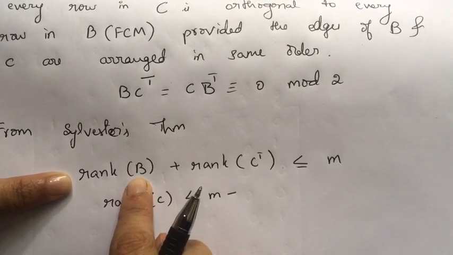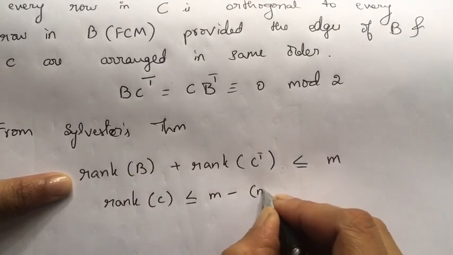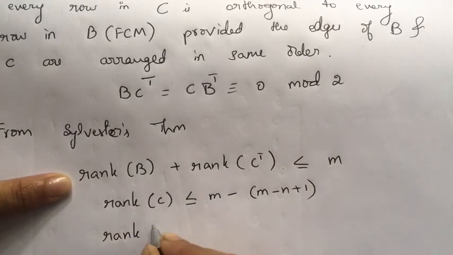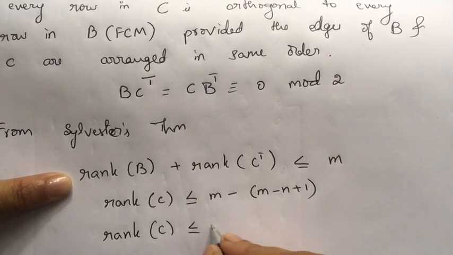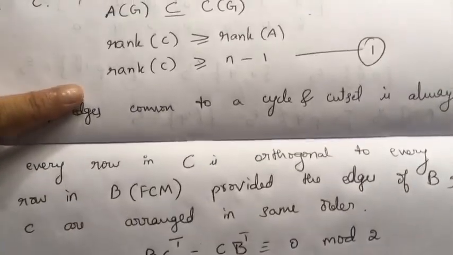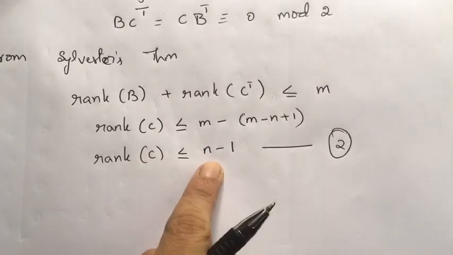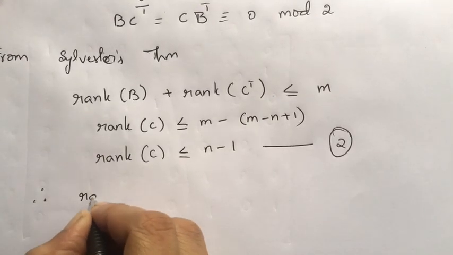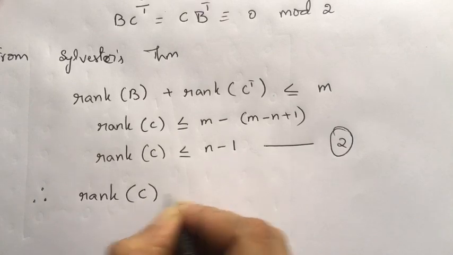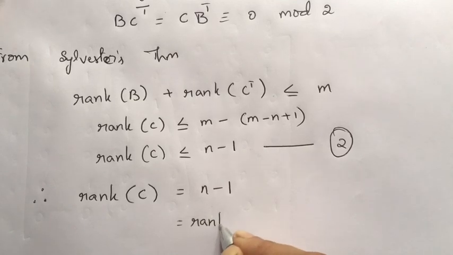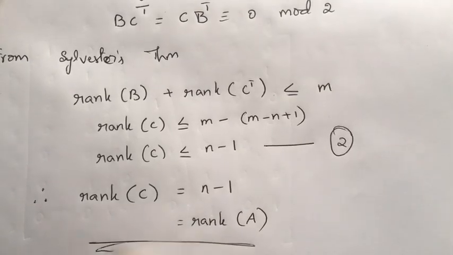Rank of B is m minus n plus 1, which I proved in my last video. So rank of C is less than or equal to n minus 1. We've already proved rank of C is greater than or equal to n minus 1. Now we've proved rank of C is less than or equal to n minus 1. Therefore, the rank of a cut set matrix is equal to n minus 1, which is nothing but the rank of the incidence matrix.